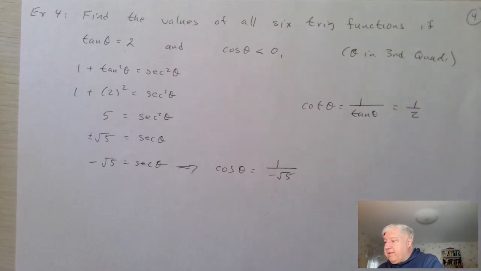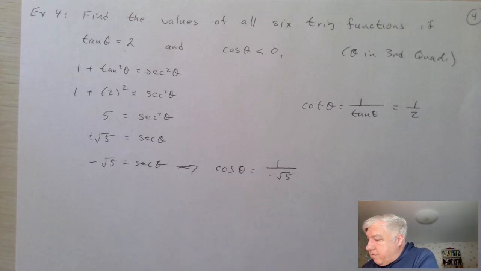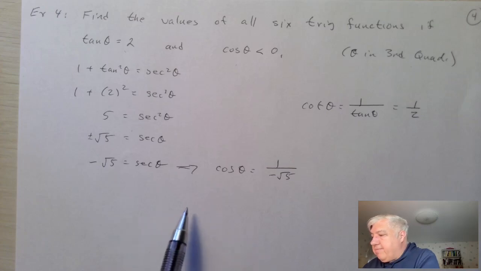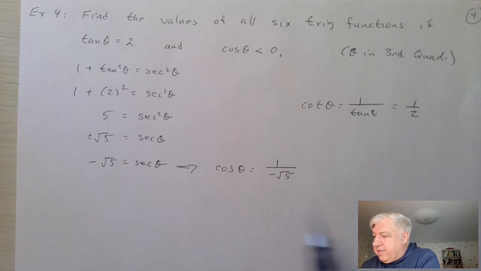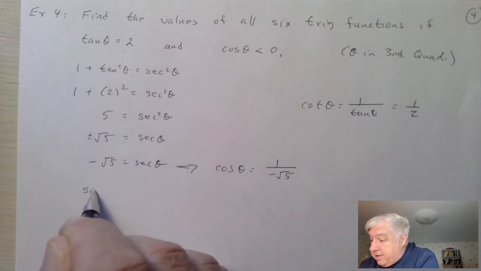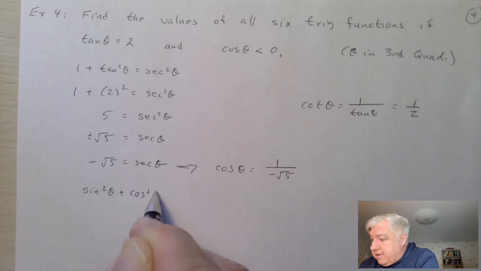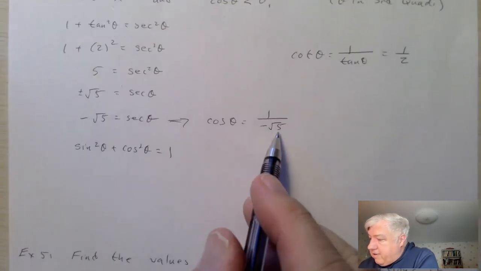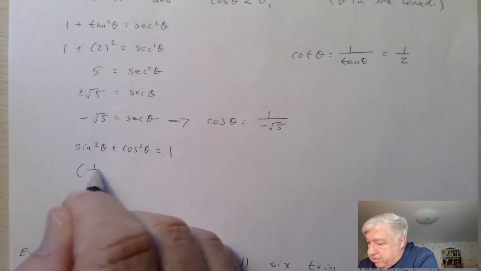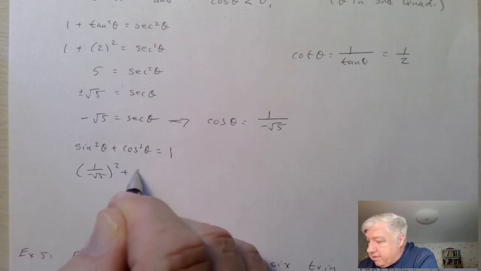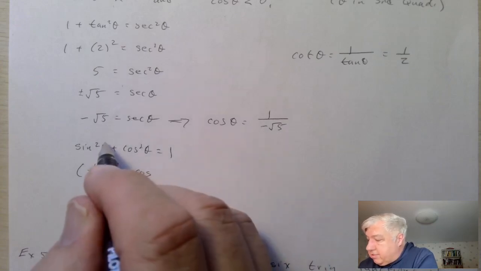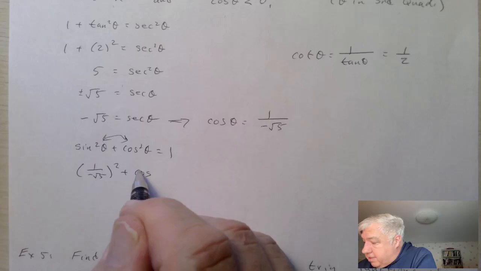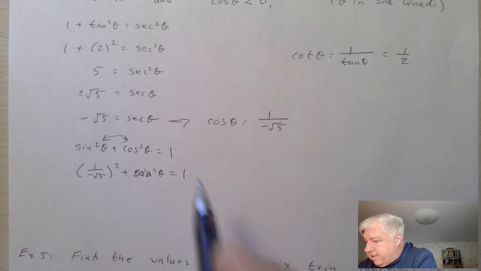And if we wanted to find the sine and cosecant, those are the only two left. We now know that we can pick whatever fundamental identity we want. Let's use the original fundamental identity, sine squared plus cosine squared is equal to 1. And we now know that the cosine is 1 over negative square root 5, squared.